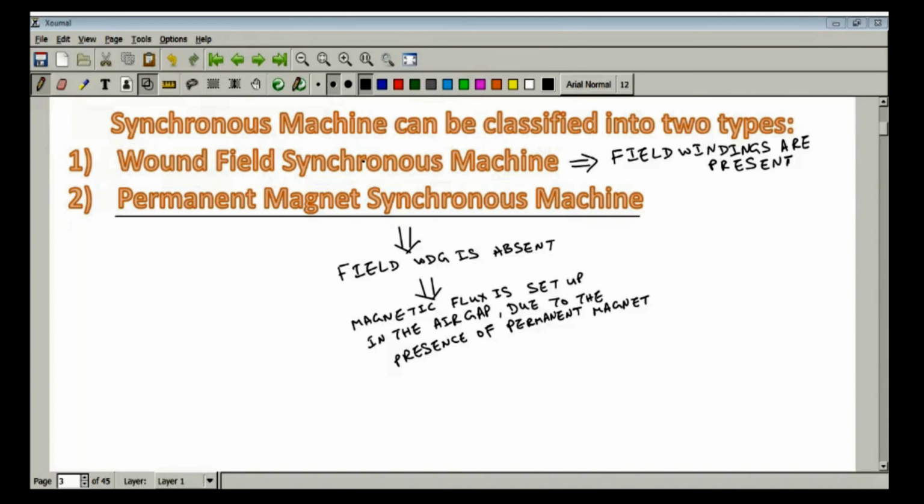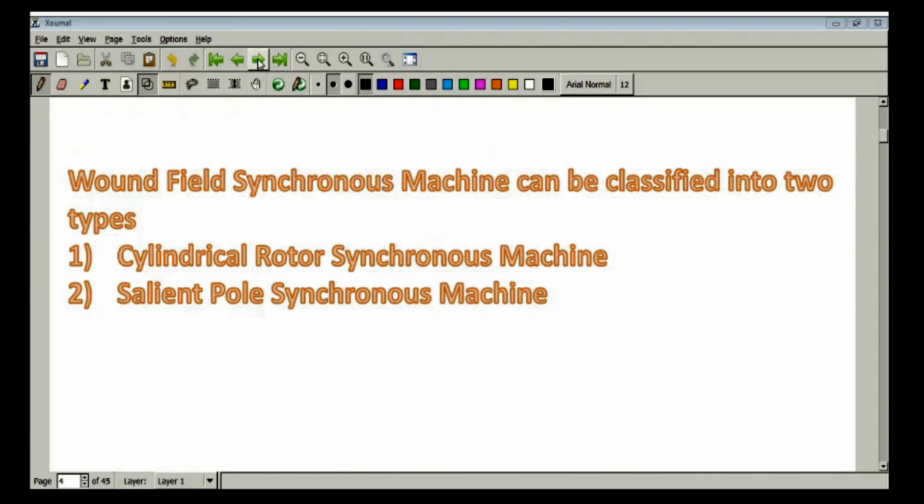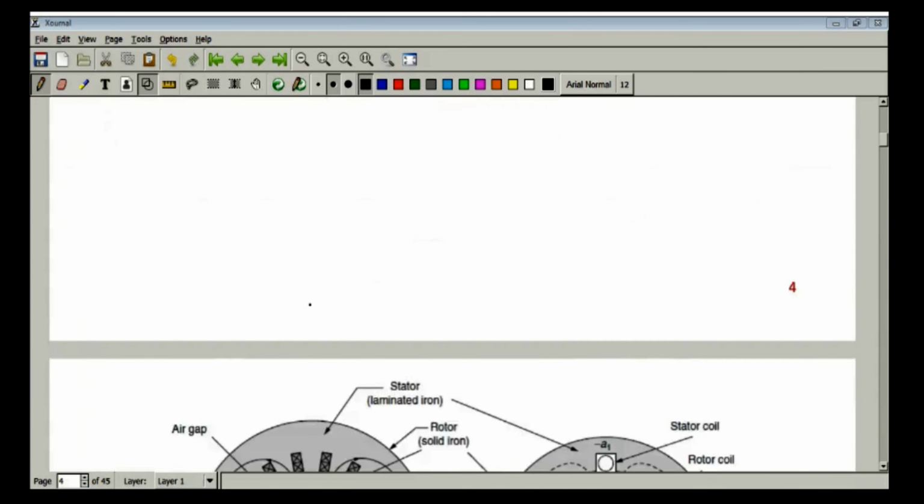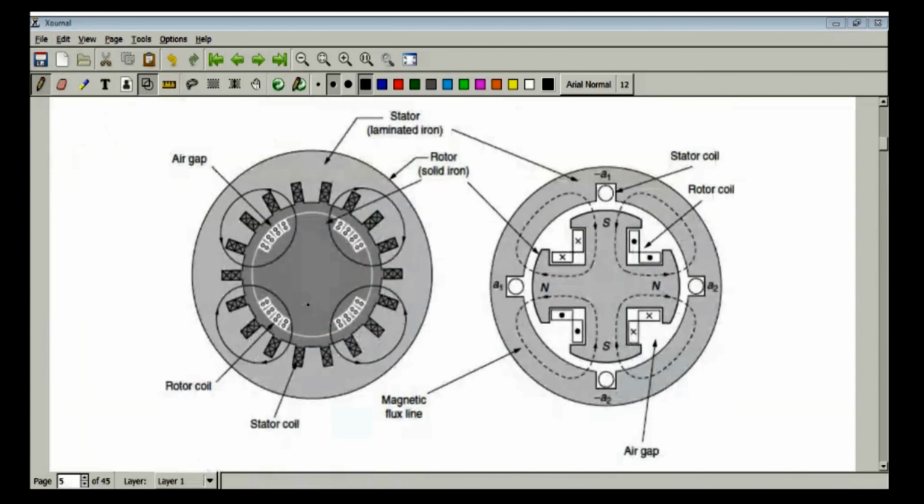Now regarding this wound field synchronous machine, how many types are there? Wound field synchronous machine can be classified into two types. You can see cylindrical rotor and salient pole synchronous machine. So these are the cross-sectional view. This is your cylindrical rotor type. You can find it easily. This thing is your cylindrical rotor.